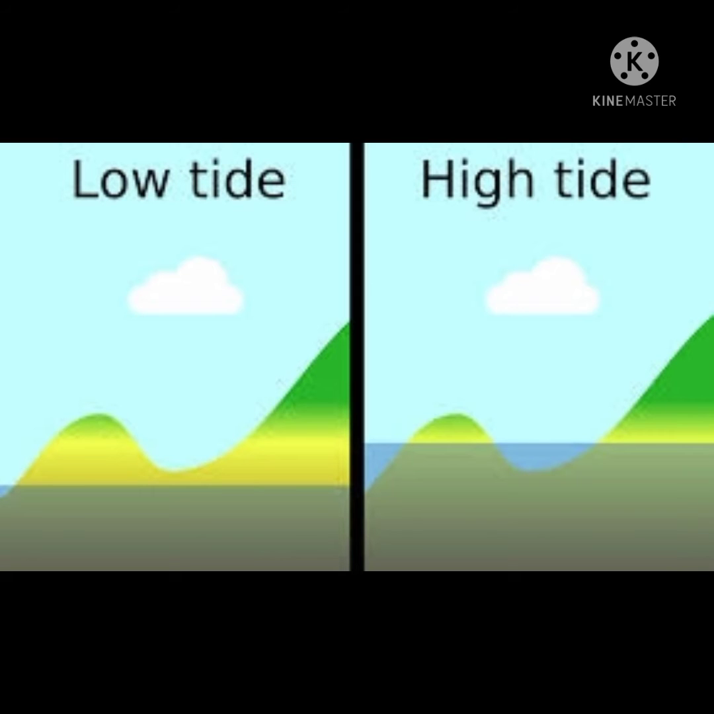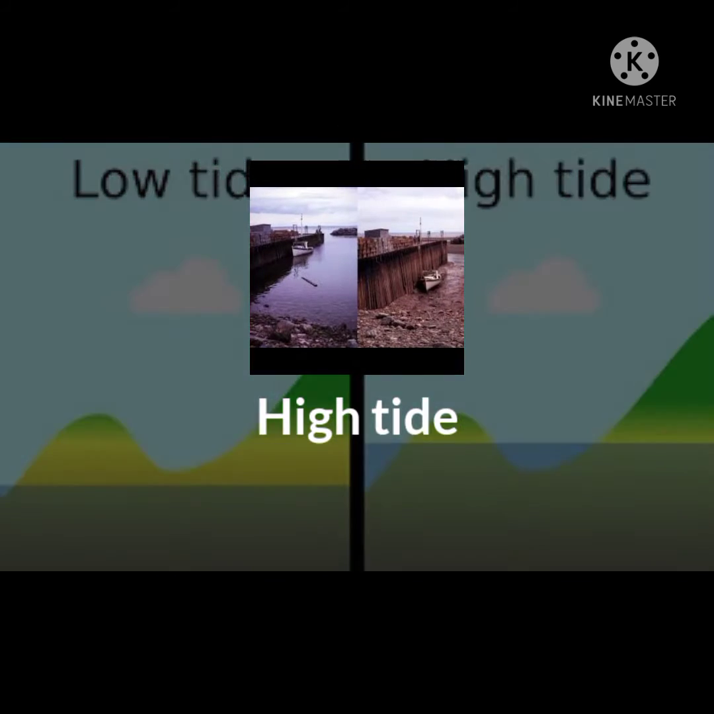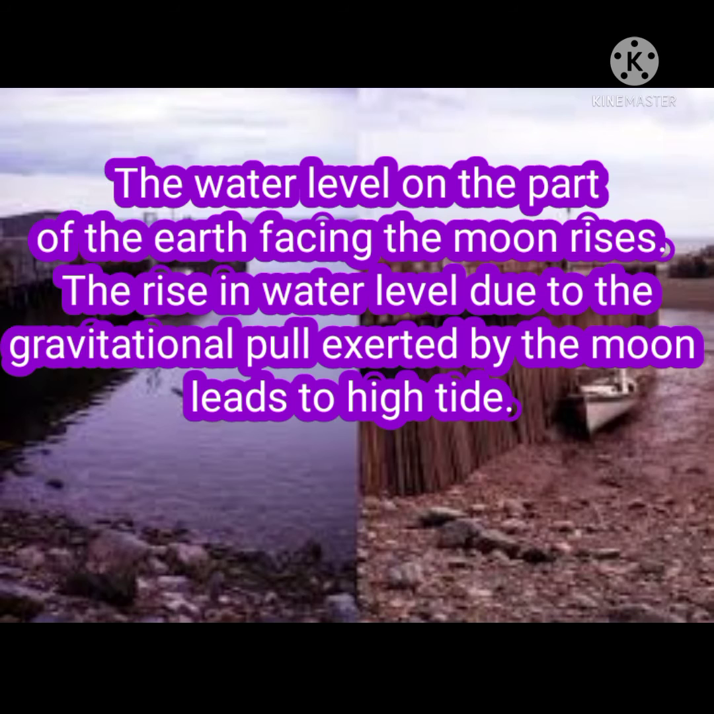What is high tide and low tide? High tide. Water level on the part of the earth facing the moon rises. The rise in water level due to the gravitational pull exerted by the moon leads to high tide.